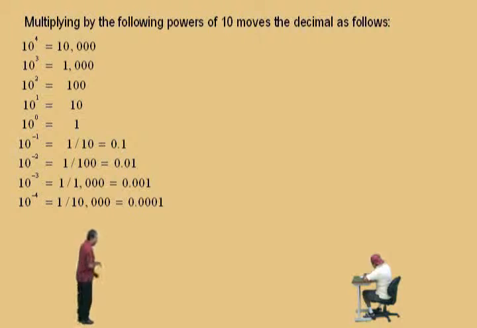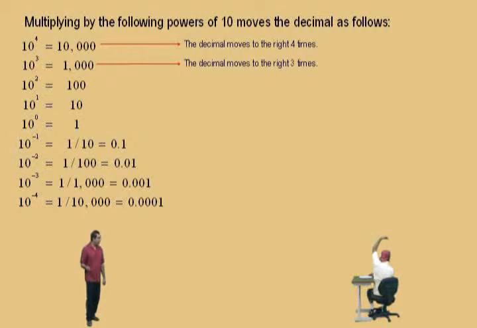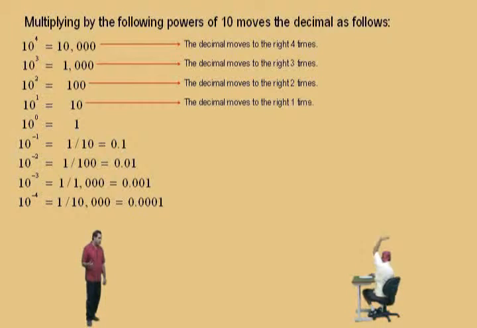Now, in scientific notation, if you're multiplying a number by 10 to the 4th, it moves the decimal. Which way, Charlie? To the right. To the right 4 times. 10 to the 3rd moves the decimal to the right 3 times. 10 squared moves it to the right 2 times. 10 to the 1st moves it to the right 1 time. 10 to the 0 doesn't move it.